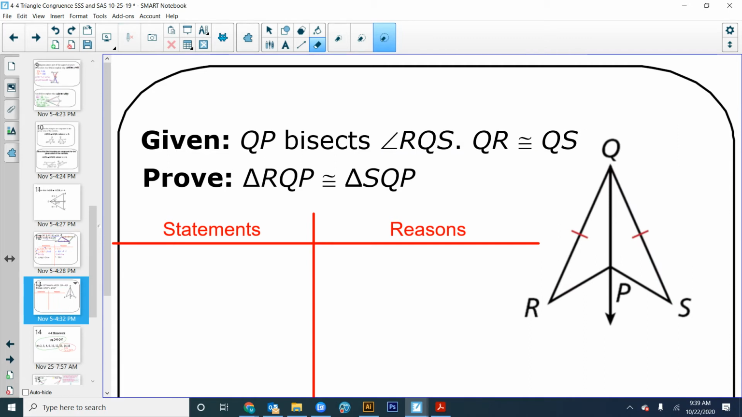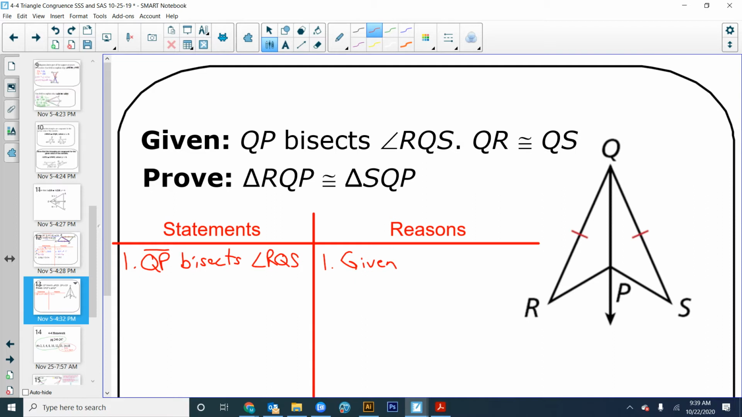All right, next one. This is one I had you guys copy down in your notes, right? 2 minutes ago? Yeah. Awesome. All right, QP bisects angle RQS.